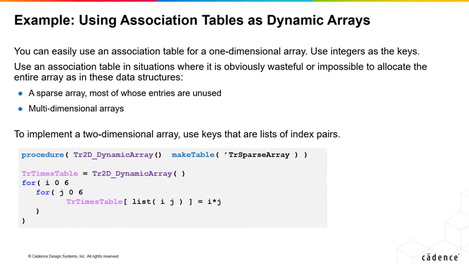We'll show you the example here of a multi-dimensional array. First of all, we'll have a procedure called tr2d_dynamic_array, and in that we will make a table. That table then would be returned to us and stored in the variable trTimesTable. Following the same loop we saw before for arrays, we will populate that table using i and j as an index and then storing the product there. So you can see here, rather than an array, we just use list(i j) as the key into our association table.